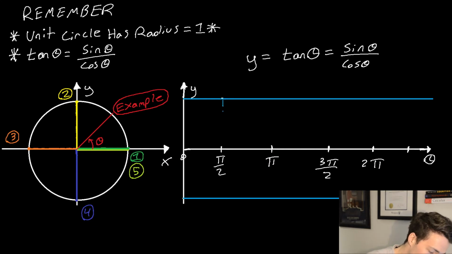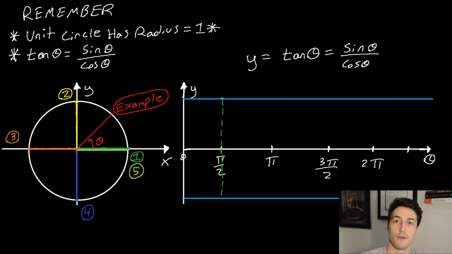I'll do it in green, so this is an asymptote at pi over 2. And the reason is because once we get to that pi over 2 rotation, we see that there's going to be no horizontal direction. So now it's going to be divided by 0. So it's going to get very close to but never touch that because at that point it's undefined.